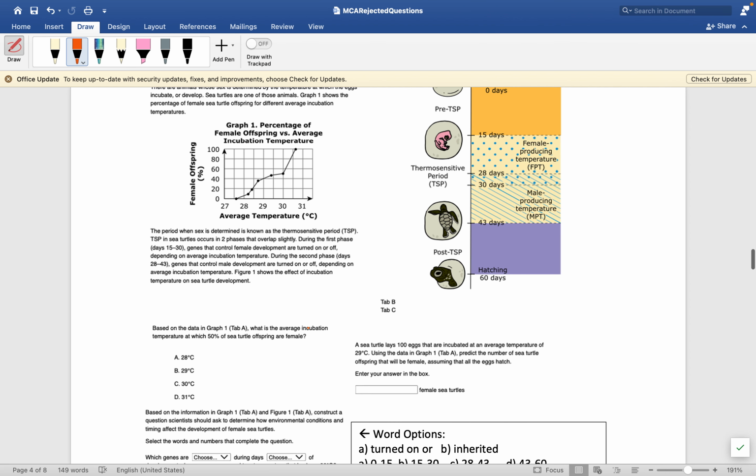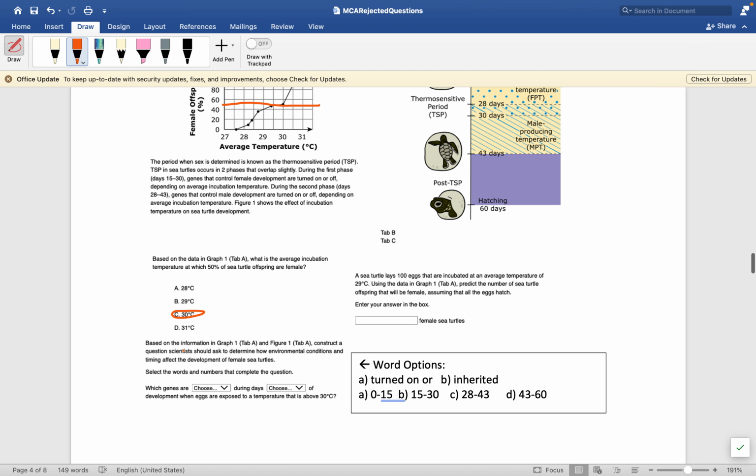Based on the data in graph 1, what is the average incubation temperature at which 50% of sea turtle offspring are female? So you just find 50% and move your line over until it intersects. I did a bad job drawing my line, but it's roughly 30 degrees Celsius.